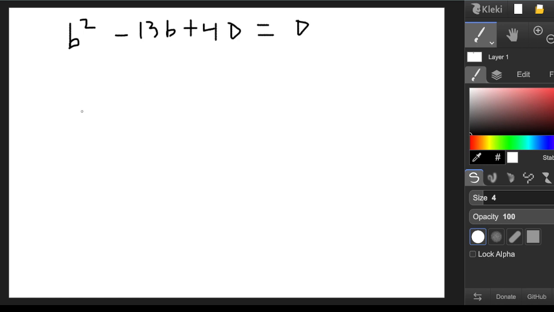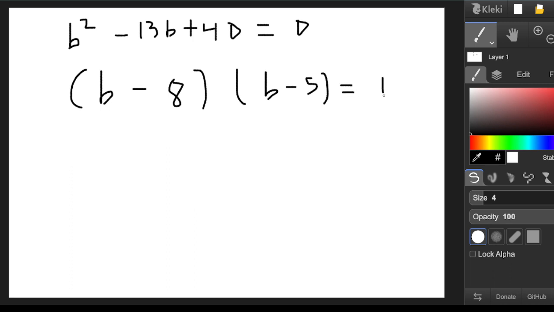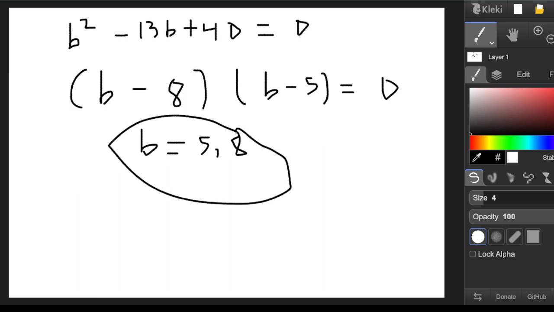Alright, we're going to factor this out. So we get b, and we're trying to find factors of 40 which add up to 13. 8 and 5 can do that job, right? b minus 8 times b minus 5 equals 0. So b equals 5 and 8. That's it. Easy enough.